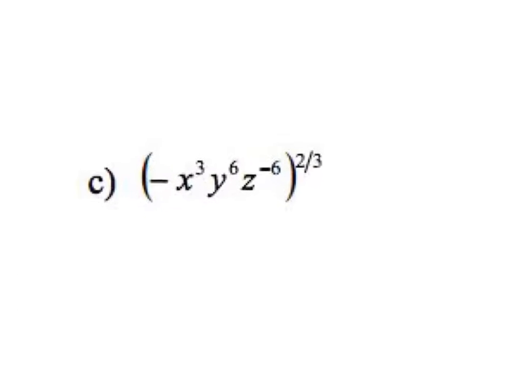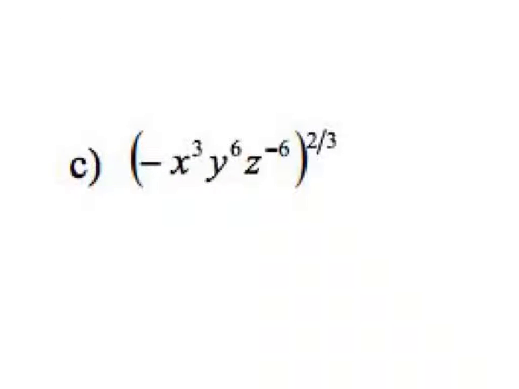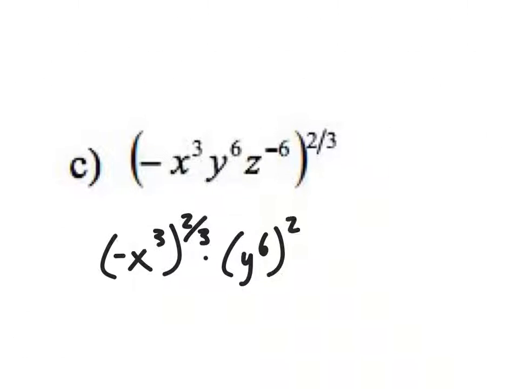All right, let's take a look over here on this one. We want to write this with positive exponents, so let's take each of these and raise them to the 2/3 power. So I'm going to do negative x cubed, raise that to the 2/3 power, times y to the 6th, raise that to the 2/3 power, times z to the negative 6th power and raise that to the 2/3 power.